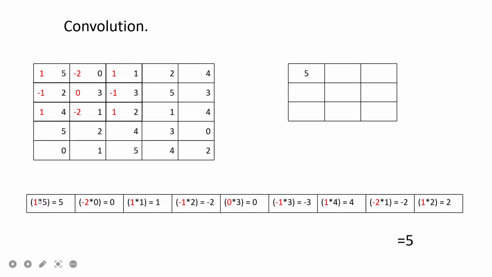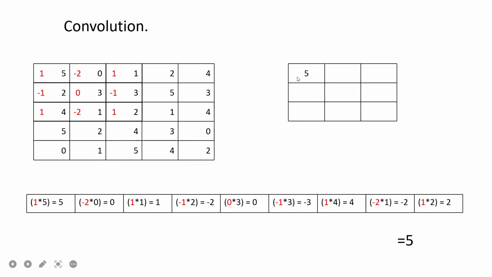So 1 into 5, you can see over here I have written for you 1 into 5, and the answer is 5. Then minus 2 into 0, minus 2 into 0, 0. 1 into 1, 1 into 1 is 1. Minus 1 into 2, minus 1 into 2. And so for wherever there is the overlap between the kernel, or mask, and the image, you will have the pointwise multiplication, and at last you will add all of them. Once you add all of them, you will get the number 5.